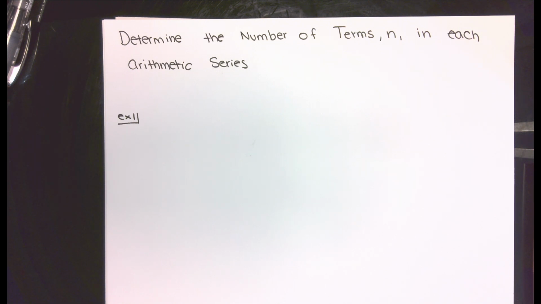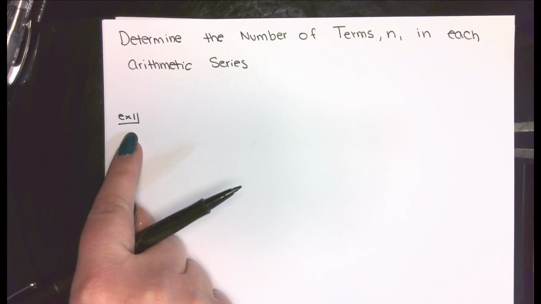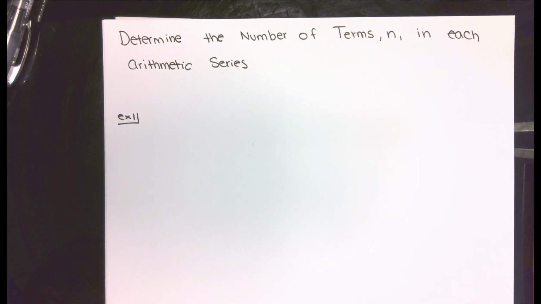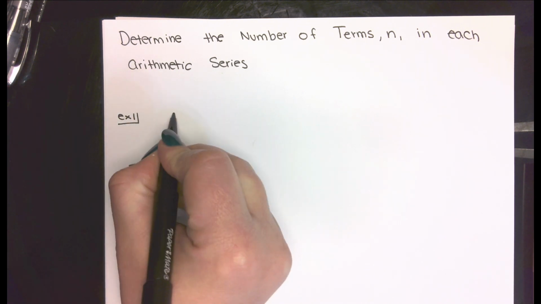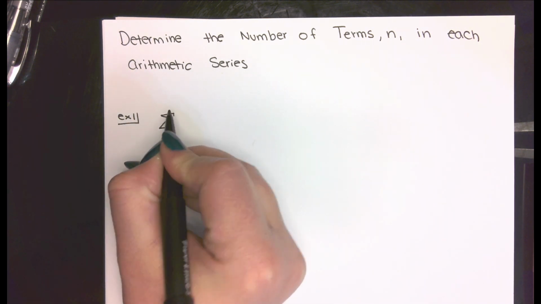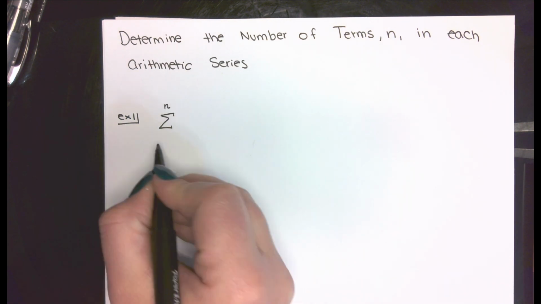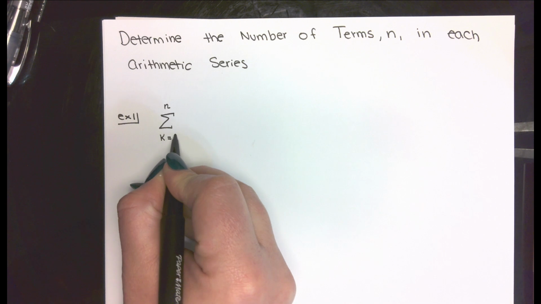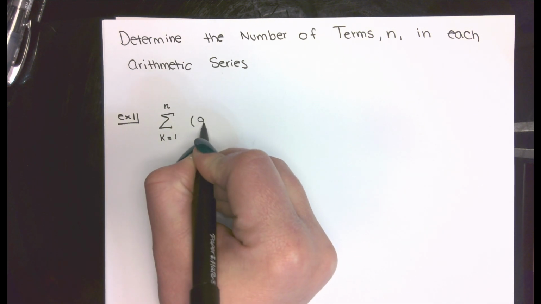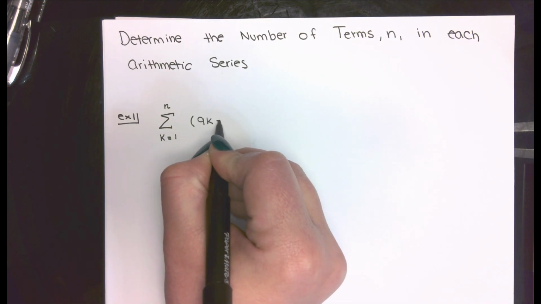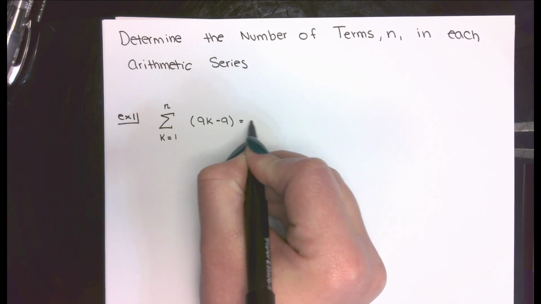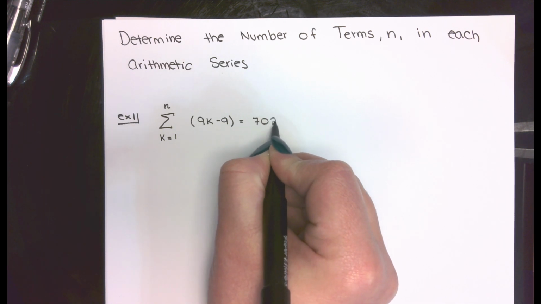We're going to start with question number 5, which is asking you to determine the number of terms in each arithmetic series. Now, this is example 1, but it is question number 5 in your classwork for arithmetic series day 2. Now, we have the sigma, and on top we have an n. This is an unknown upper limit. Then we have k is equal to 1. And our explicit rule is 9k minus 9 is equal to 7,020.